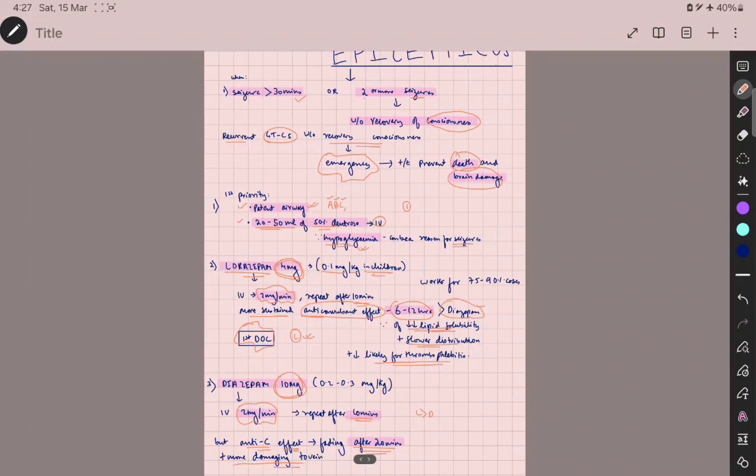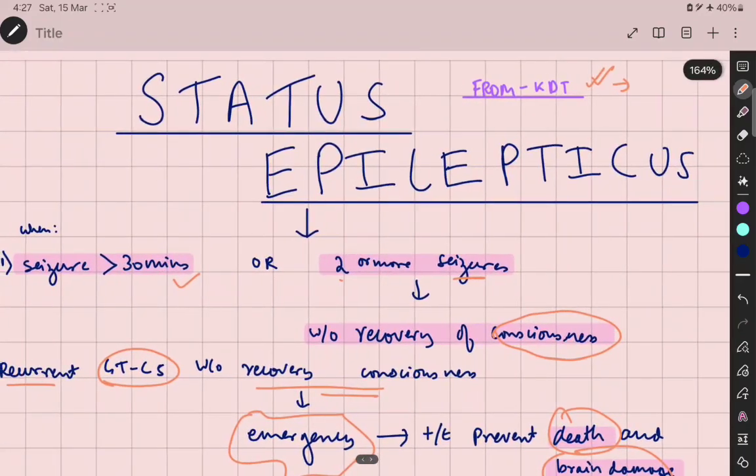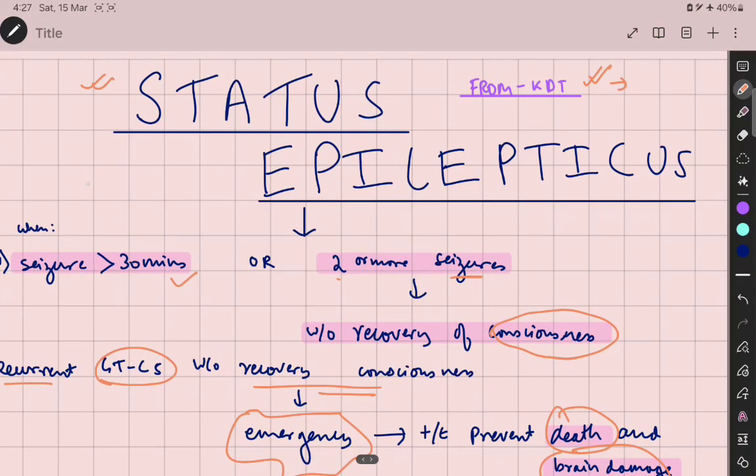So this is it, guys. This is all you have to mention in a question on status epilepticus, and in viva you can just enumerate the drugs, and if you don't remember the doses, it's fine, but with repeated revisions you'll remember the doses.